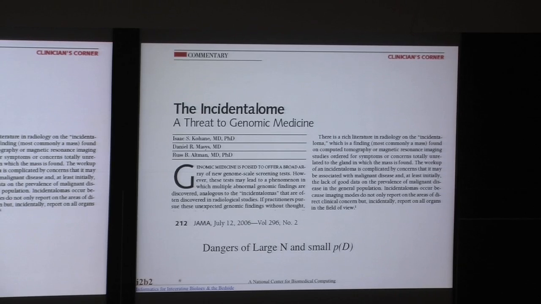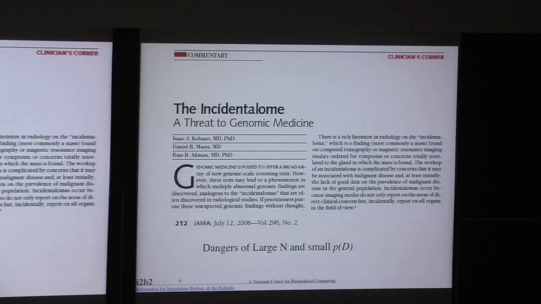And then I went with my friends Dan Macy's and Russ Altman at Stanford and Vanderbilt and wrote a paper called "The Incidentalome: A Threat to Genomic Medicine," and got it published in the Journal of the American Medical Association. Then I went back to Wikipedia, re-entered it, referenced my JAMA paper, and it's stuck since then. So there's an interesting comment there about new versus old media.